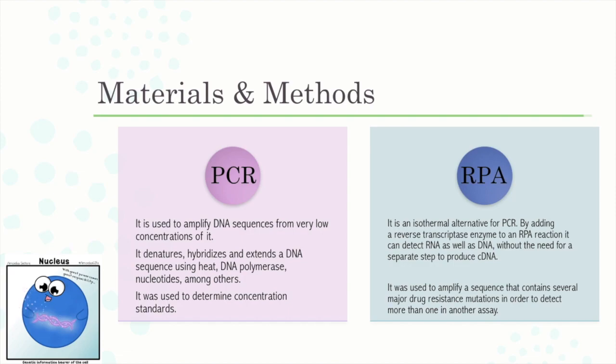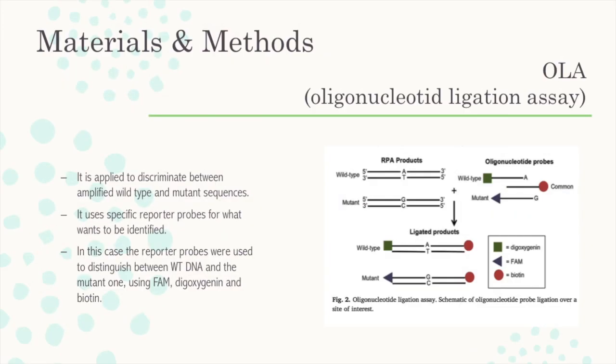It was used to amplify a sequence that contains several major drug resistance mutations in order to detect more than one in another assay. The oligonucleotide ligation assay. It is applied to discriminate between amplified wild-type and mutant sequences. It uses specific reporter probes for what wants to be identified. In this case, the reporter probes were used to distinguish between wild-type DNA and the mutant one, using FAM, digoxigenin, and biotin. So, here we have a wild-type DNA and a mutant-type DNA, and both are RPA products.